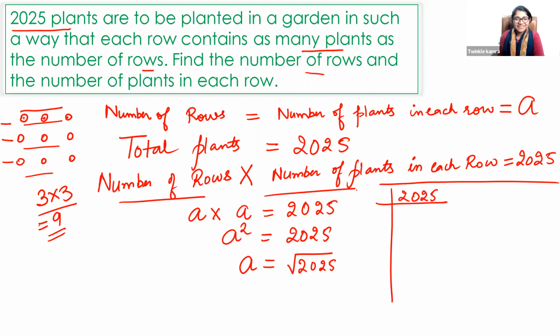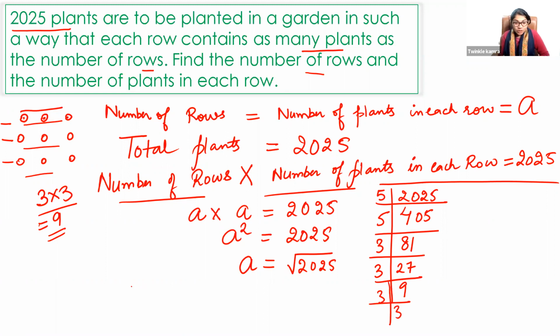2025 प्राइम फैक्टराइजेशन लगाते हैं. You do this 5, I get 405. One more 5, I get 81. Or 81, I know this. 27, 3, 9. I get 3 and 3 done. It means what? Your 2025 is equal to 5 into 5 into 3 into 3 into 3 into 3, right?